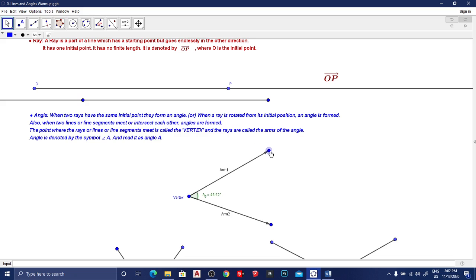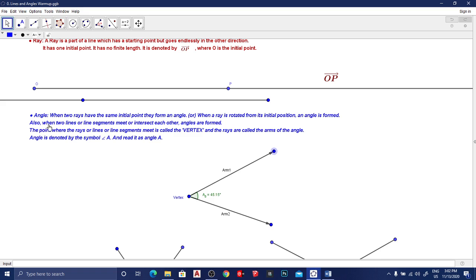So this is the second possibility. When a ray is rotated from its initial point, it forms an angle. The first possibility is when two rays have the same initial point, they will form an angle. Here it is a variable angle, and there it is a fixed angle.